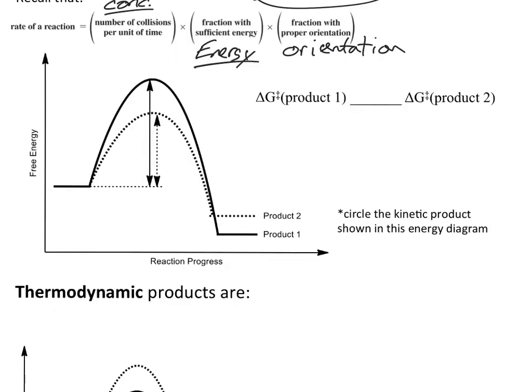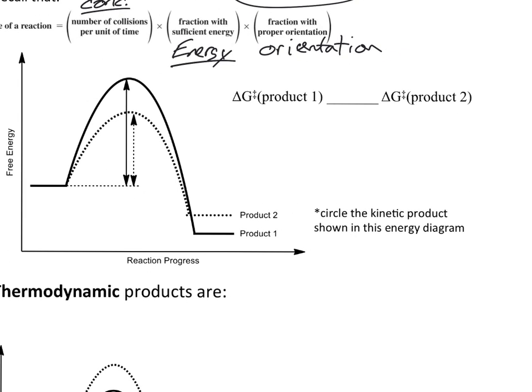Let's go through the second part together. In this case, I want you to circle the kinetic product. The kinetic product is going to come from the pathway with the lowest activation energy, because kinetics talks about activation energy. So that would be product 2. In this case, product 1's activation energy is greater than the activation energy for product 2. Delta G double dagger. Do we see that?